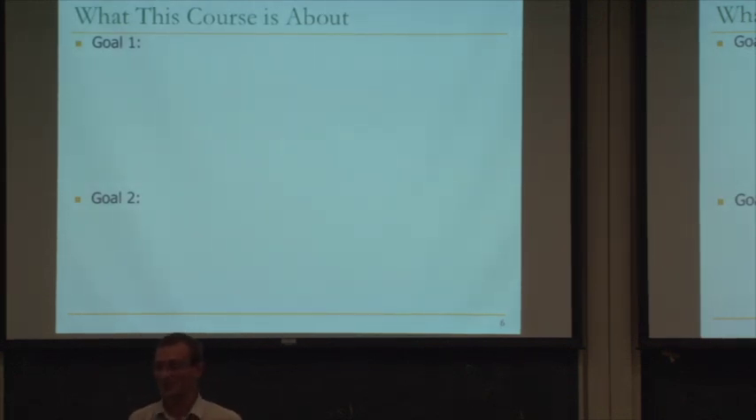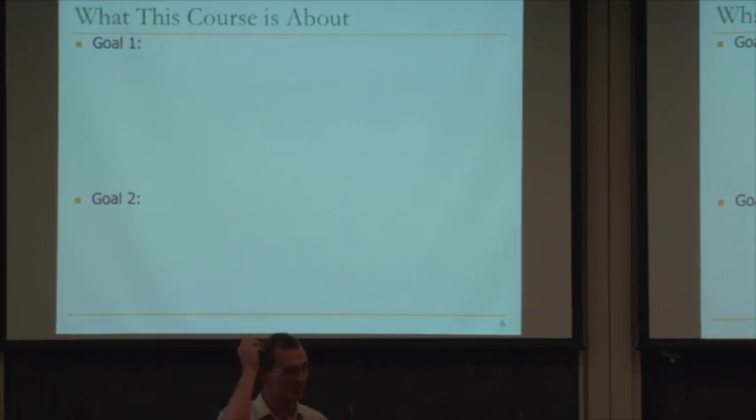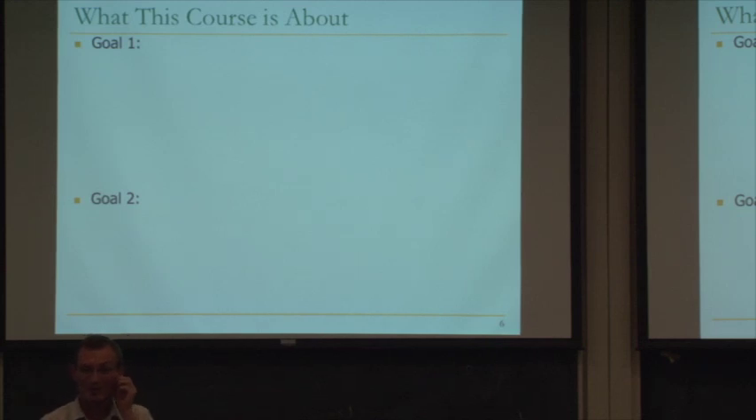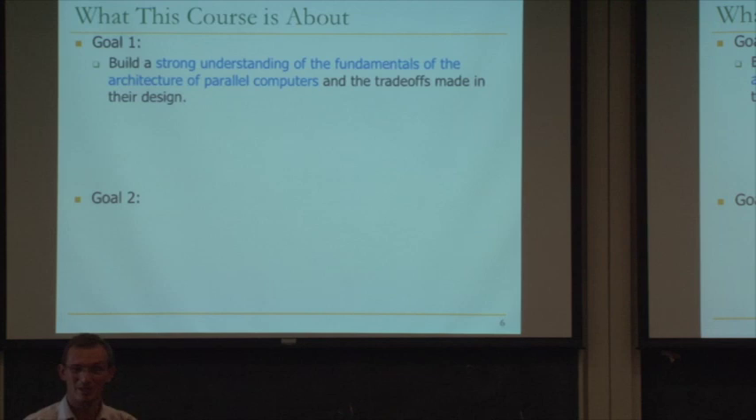So you don't have the syllabus. I didn't print it out so that we don't waste trees, but you can find it online, and I'll go over some of it. It's a PDF file. I'll basically go over what are some of the goals. What do I expect from you in this course? The first goal is, this is parallel computer architecture. So we'd like to build a strong understanding of the fundamentals in parallel computer architecture and the trade-offs made in their design.